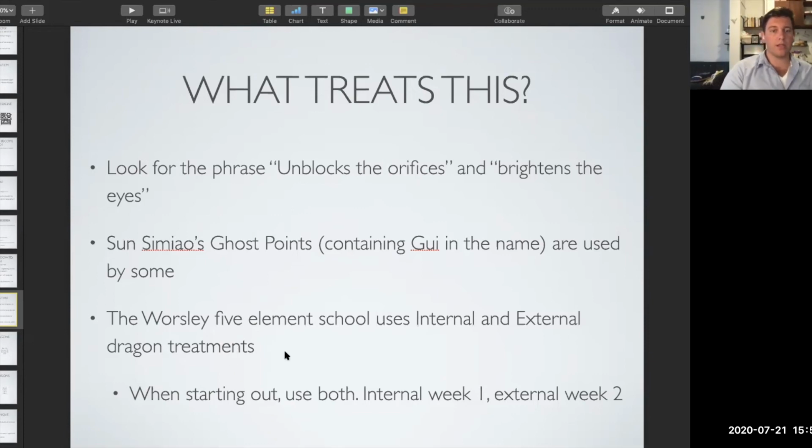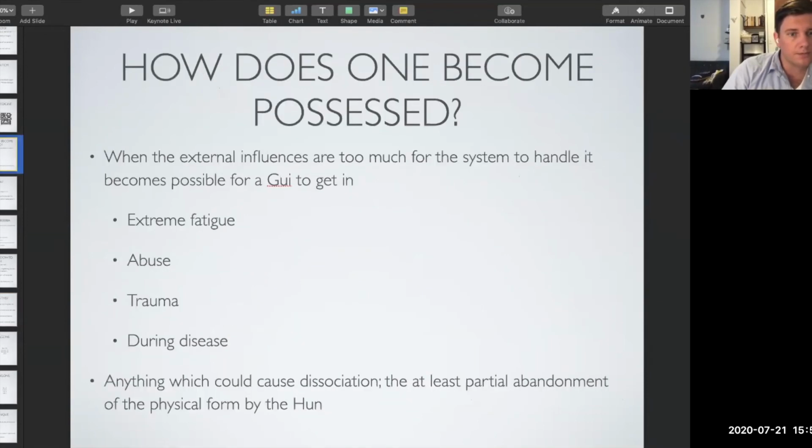And what I'm going to be showing you guys here are the Worsley 5-element school internal and external dragon treatments, which is what Bonnie Jarrett recommends. Before we get into the actual treatment aspect, I just want to talk about this from a Western medicine perspective really quick.